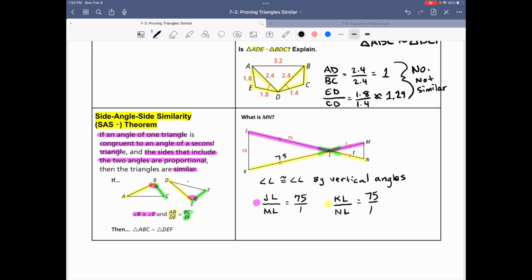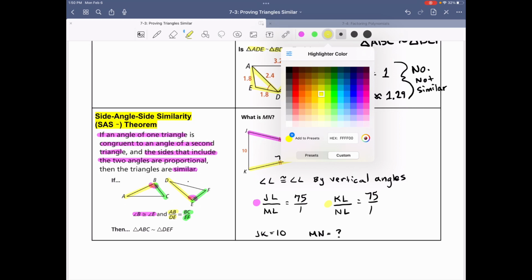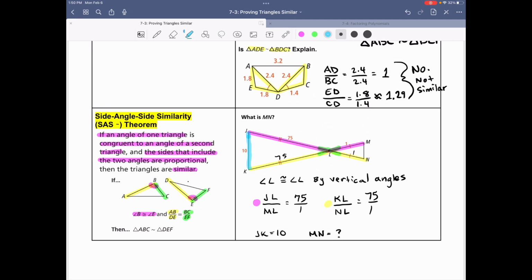Since we know that the two triangles are similar, we can now figure out MN. And how will we do that? Well, we're just going to set up a ratio problem. JK is equal to 10. MN is what we're trying to figure out. These two sides are corresponding. Right? JK and MN are corresponding sides.